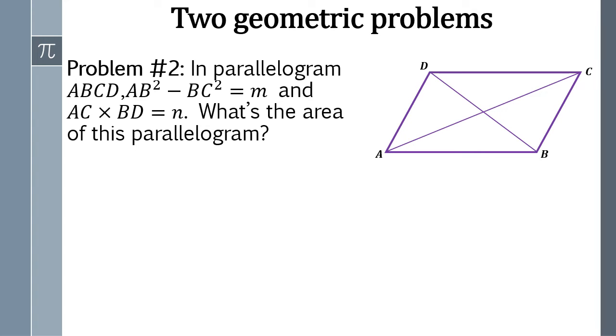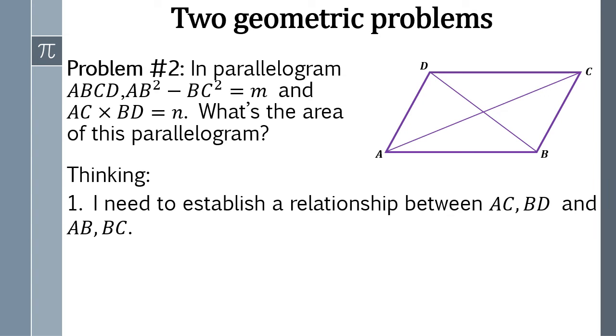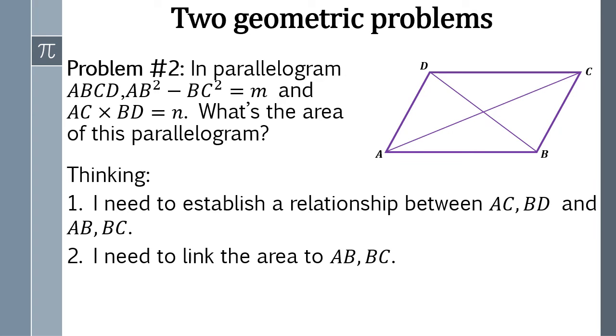ABCD is a parallelogram. AB squared minus BC squared equals M, and the product of the two diagonals AC times BD equals N. What's the area of this parallelogram? My thinking is, first of all, I need to establish a relationship between AC, BD and AB, BC, or AB, AD. Second, I need to link the area to AB and BC, or AB and AD.